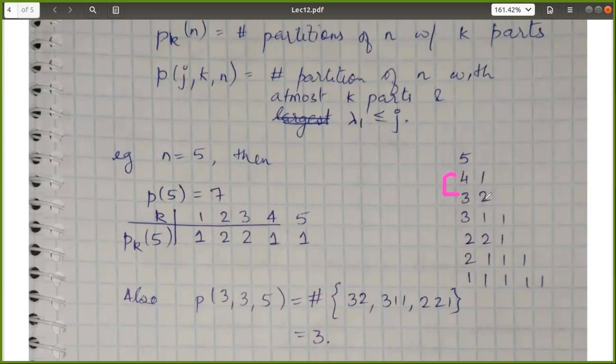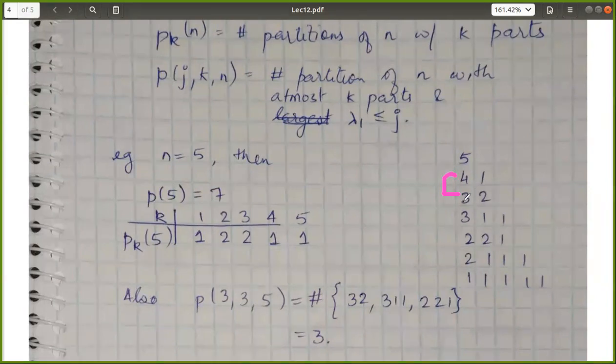Isn't that so? It's actually floor of n by 2 here. And as soon as this integer is determined, this integer is automatically determined. Right?